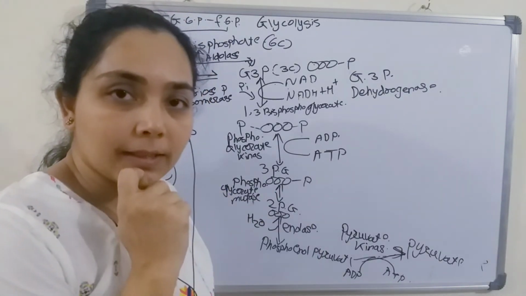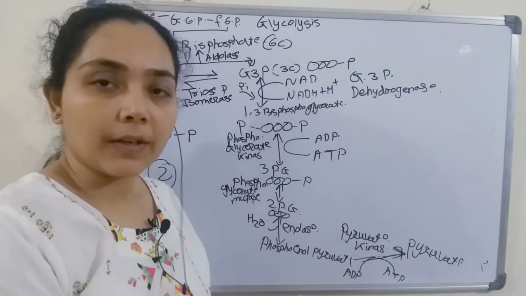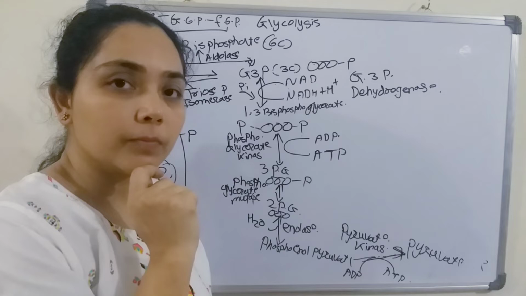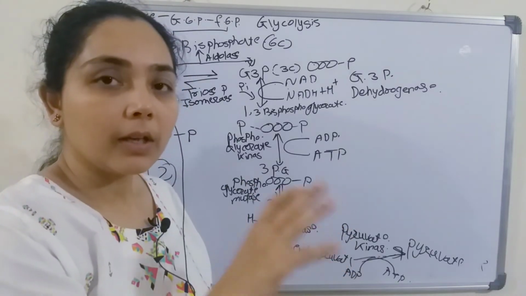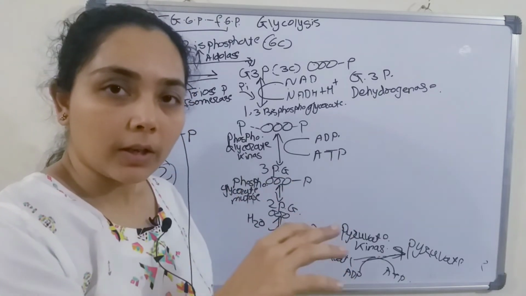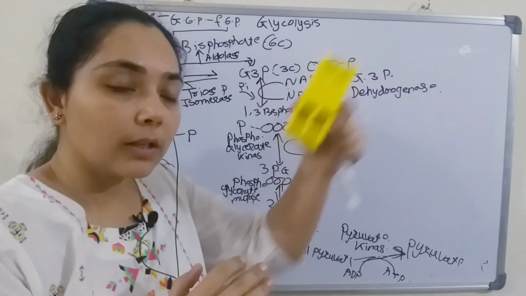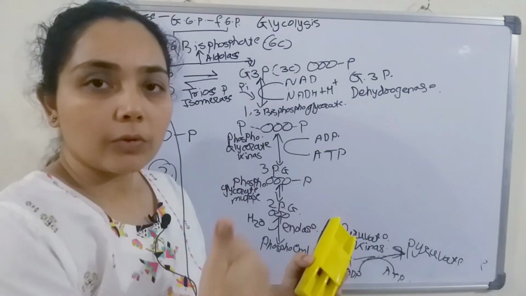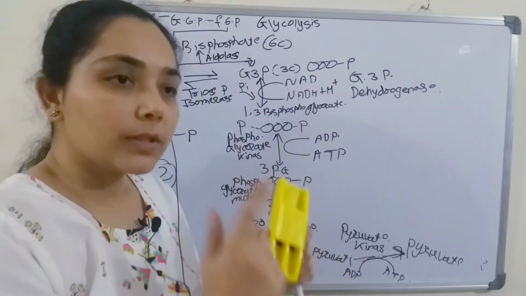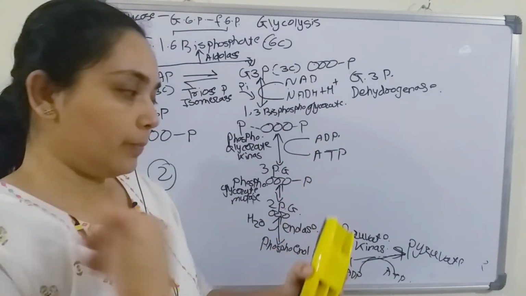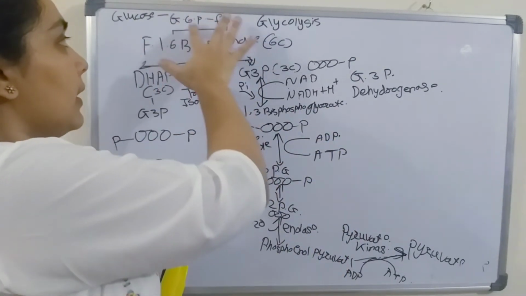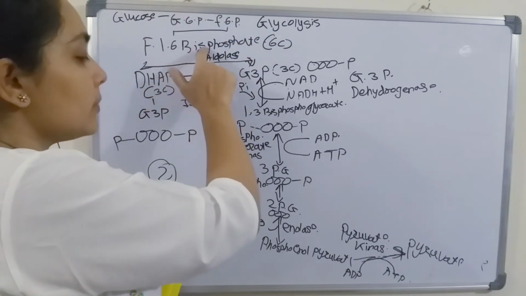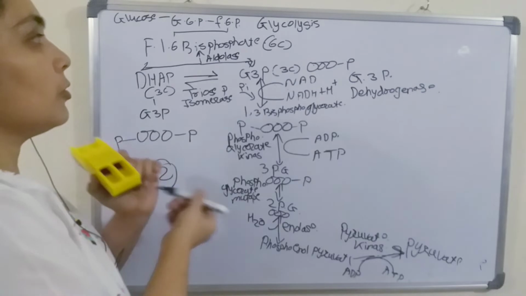We'll see how pyruvate kinase will regulate. Before that, consider one example. If you are stuck in traffic, and the vehicle is not moving, the very first thing we will do is blow the horn. Blowing a horn means you are giving a signal to the vehicles ahead so they can move and you will get a clear path, right? In the same way, the products which are behind this product, that is fructose 1,6-bisphosphate, will give the signal to pyruvate.